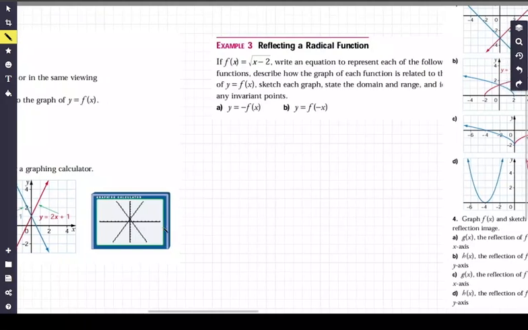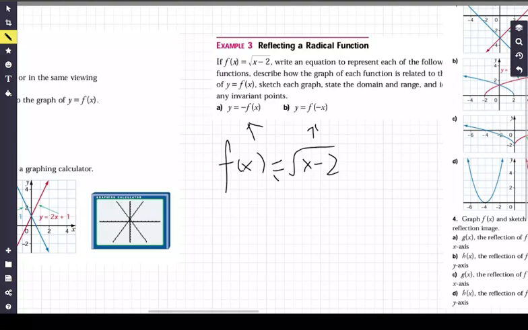Now we're going to reflect the radical function. Originally we had our function f of x equal to the square root of x minus 2. This minus 2 is within the radical, so it's a change to x. It's a translation 2 units right. So what exactly do we do now? We're going to take y equals negative f of x, and then we're going to see how these two are actually different.